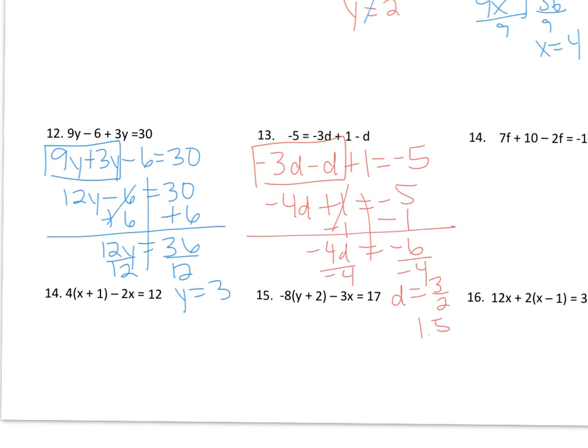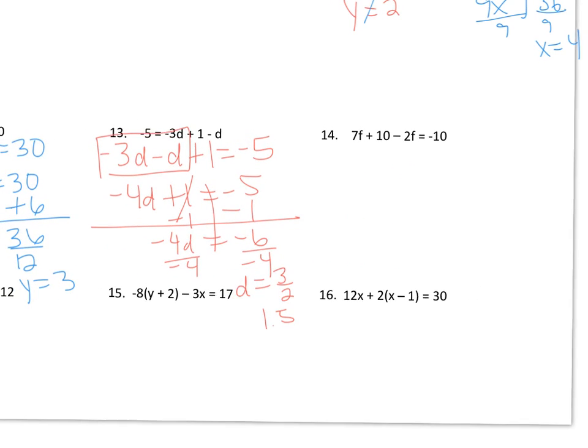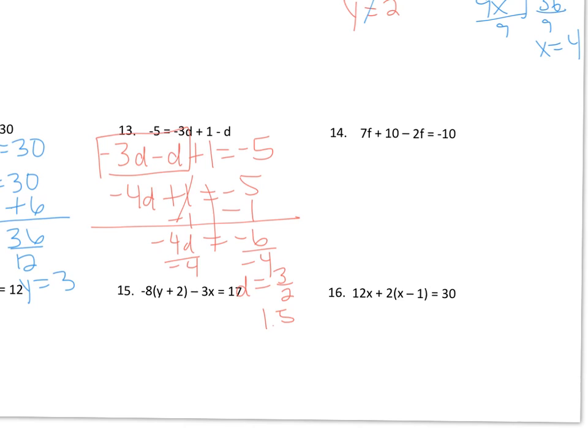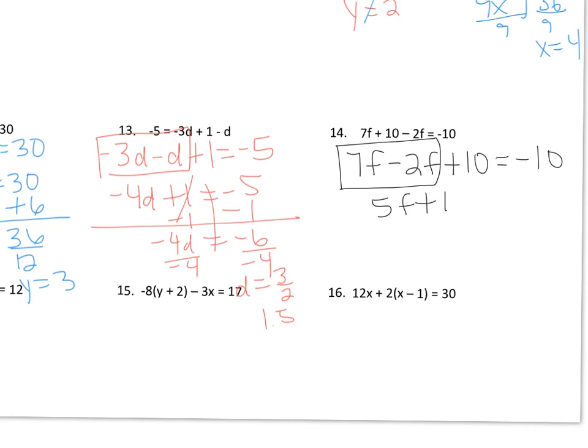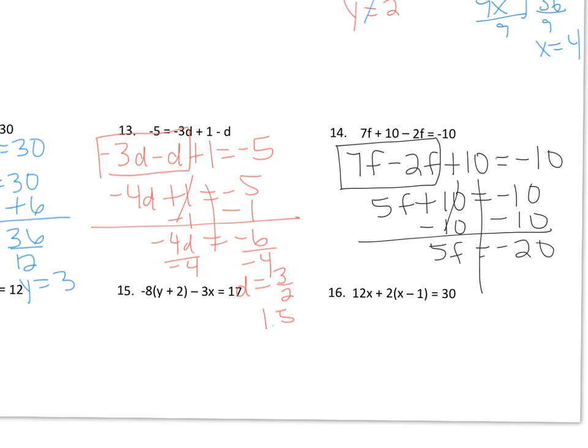The next one, number 14. I have 7f. I'll commute. Combine my like terms. And then solve. The next one.